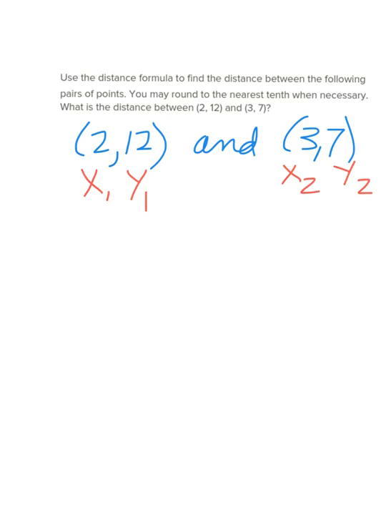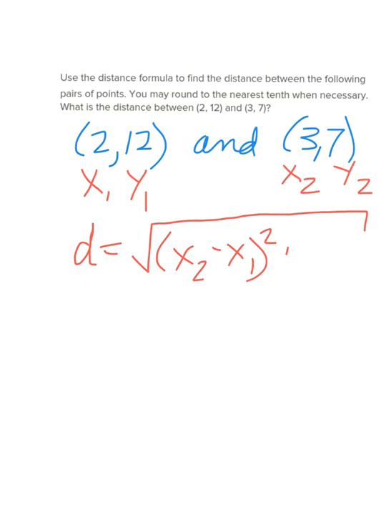The next thing you want to do is write down the distance formula. Distance formula, distance formula, square root, x2 minus x1 squared plus y2 minus y1 squared. Add them together and take the square root. It's distance formula. Okay, so now we want to put in our numbers.